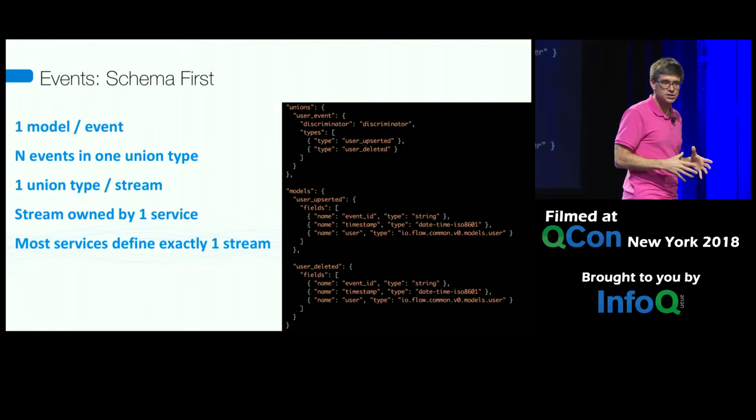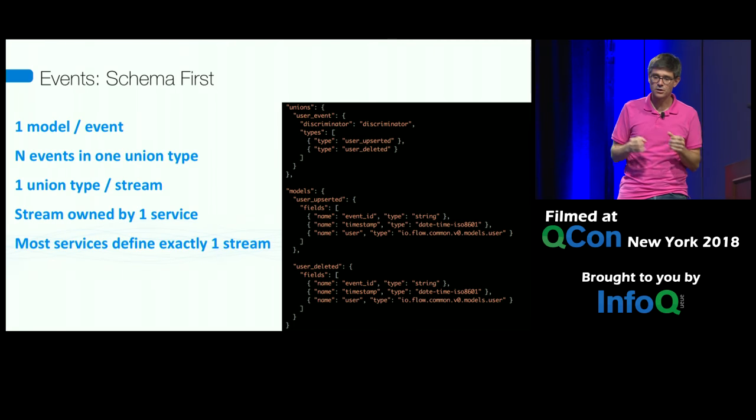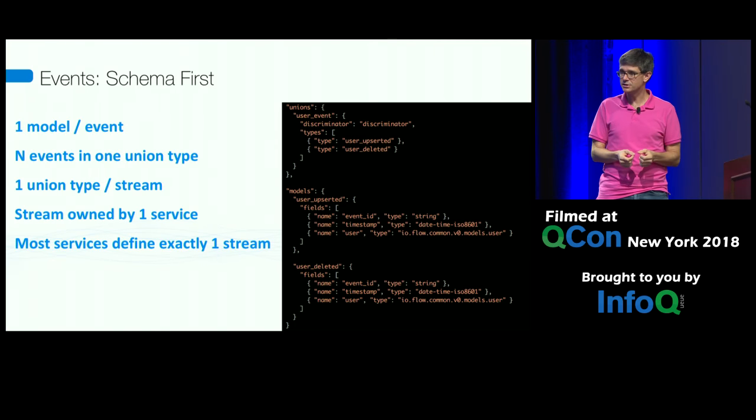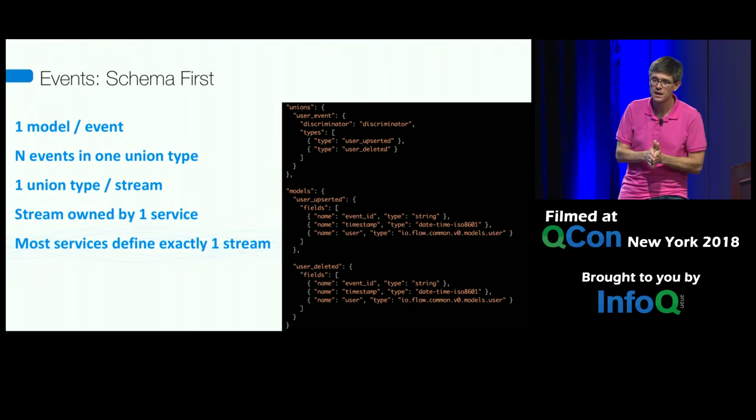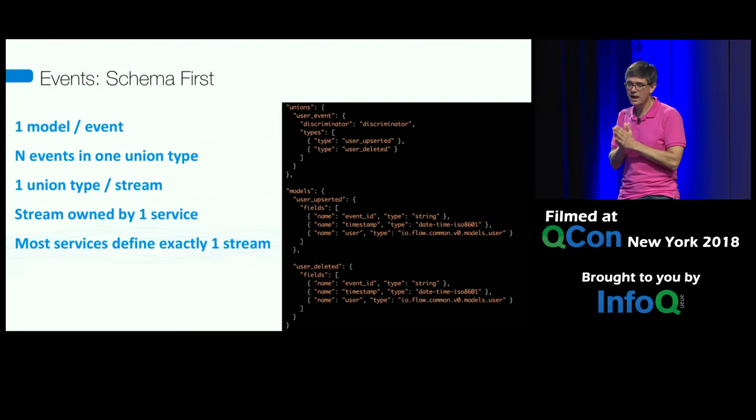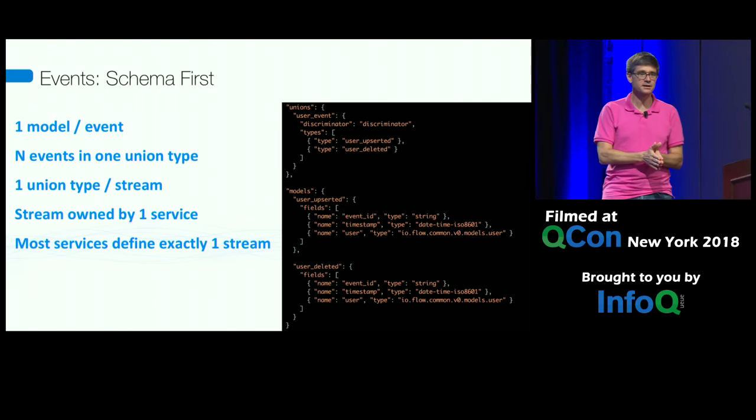We group models into union types, so n event types will go into a single union type. In this case, the union type is called user underscore event by convention. The first part is the name of the microservice, user. The second part is the word event. Our convention is important because we have a linter that will go through on events. And then we can say that every union type maps to a single stream in Kinesis.